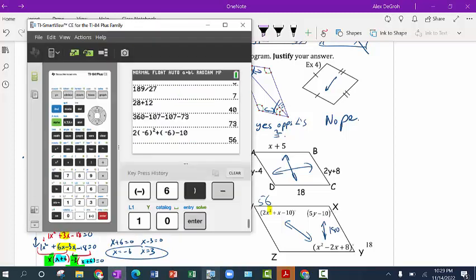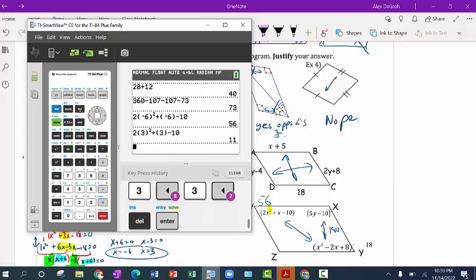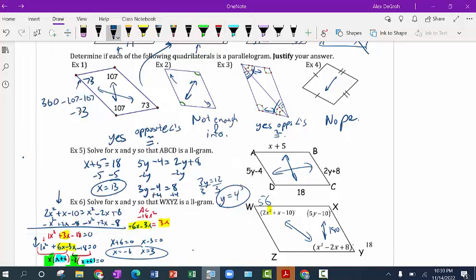Now I'm going to just do the exact same thing. I'm going to move up, and I'm going to grab it, and I'm going to change all those -6s to +3s. Change 6 to 3s, delete out the negatives, and then I get 11. Both 56 and 11 are valid options. They're both positive. It's annoying that we have two answers, because now when I try to solve for y, I have two different things that I need to set this equal to.